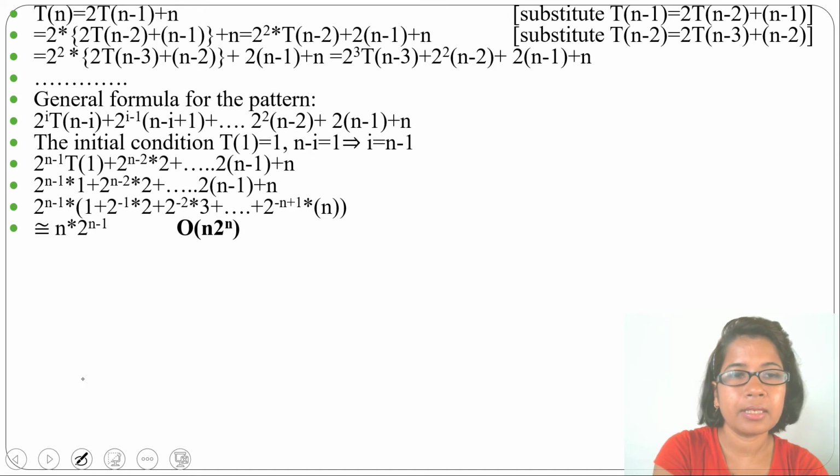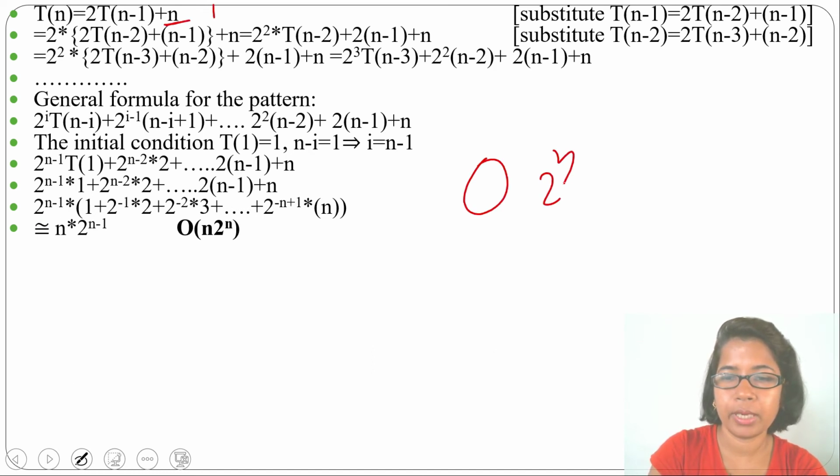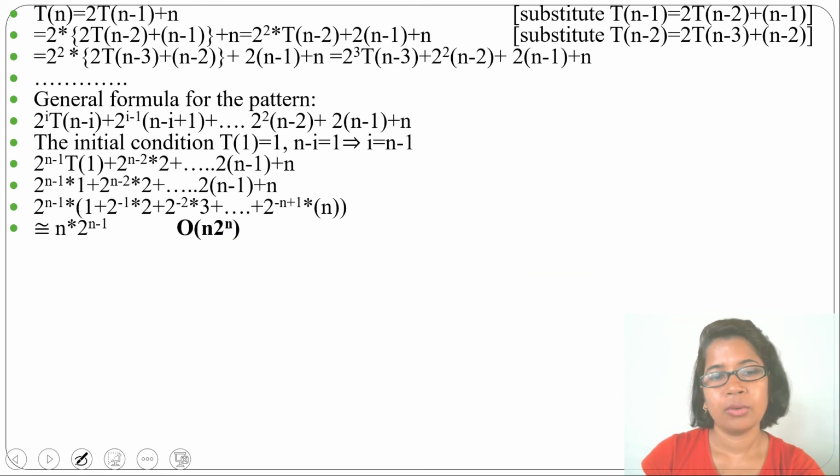When in recurrence relation it was 1, running time is big O of 2 power n. When it is n, running time is n multiplication 2 power n. We solved by backward substitution method. Let's solve by the recursion tree method.